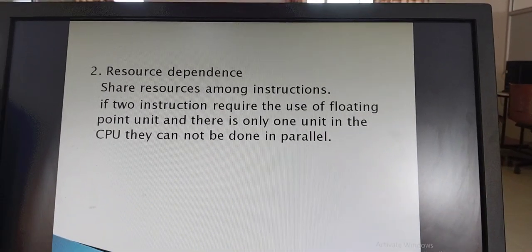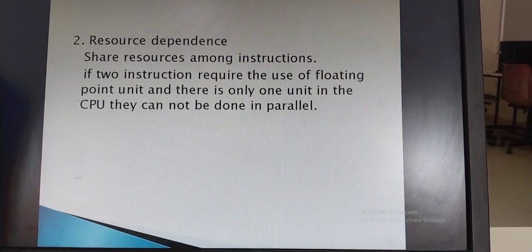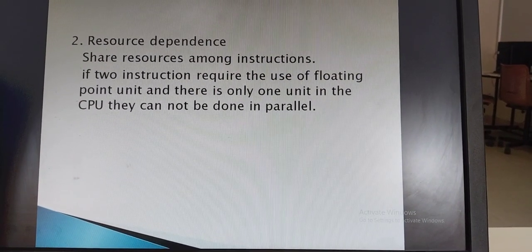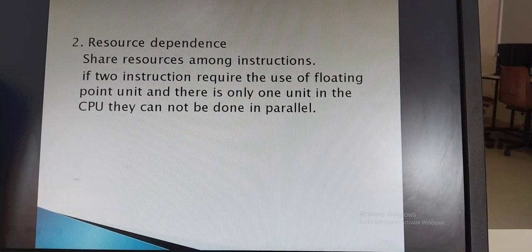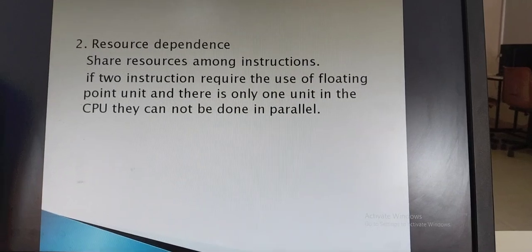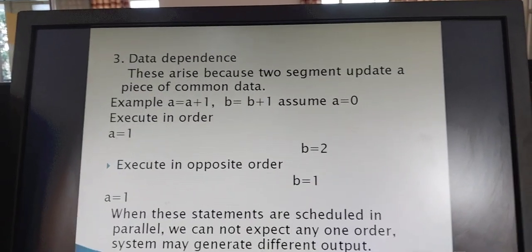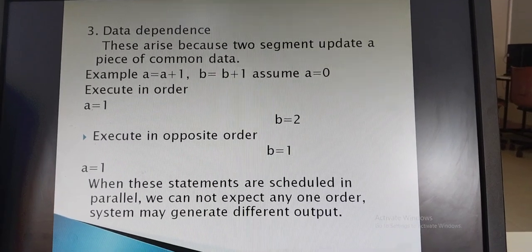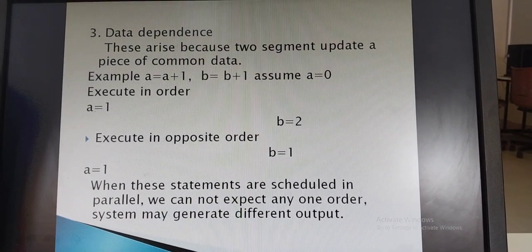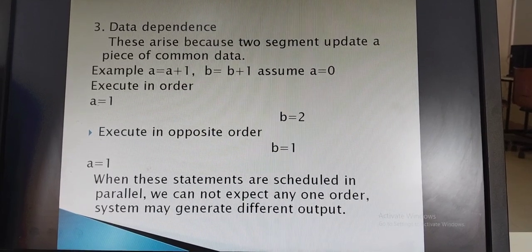Second source is resource dependence. This is sharing a resource among instructions. If two instructions require the use of the floating point unit and there is only one unit in a CPU, they cannot be done in parallel. Third source is data dependence. These arise because two segments update a piece of common data.